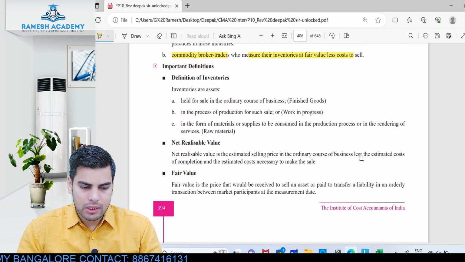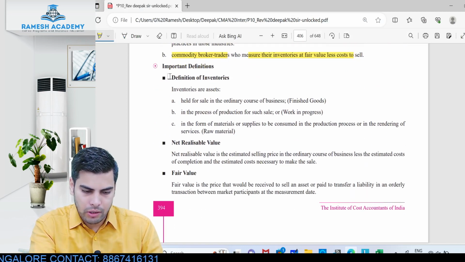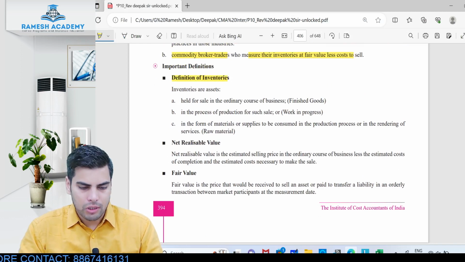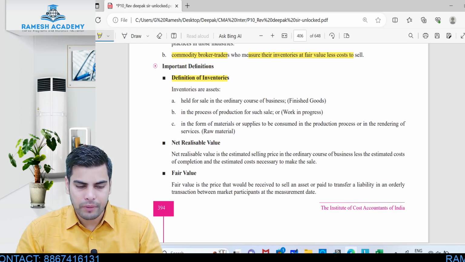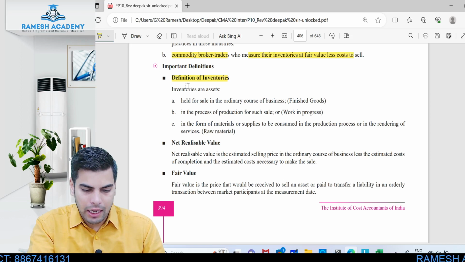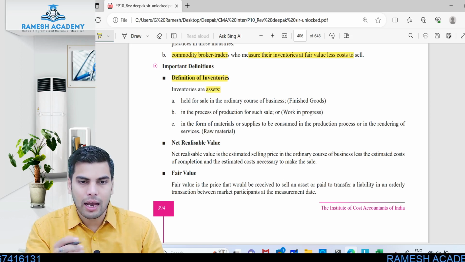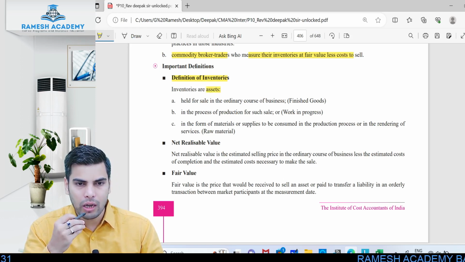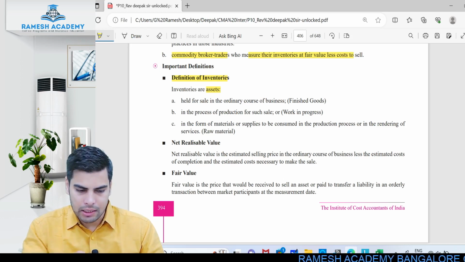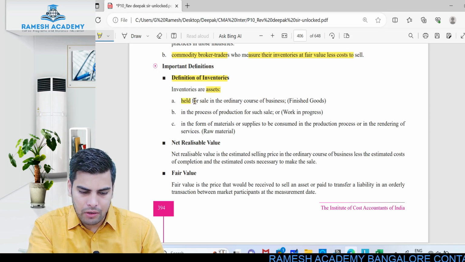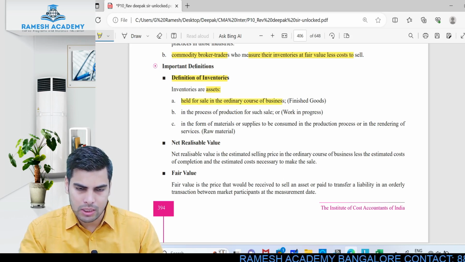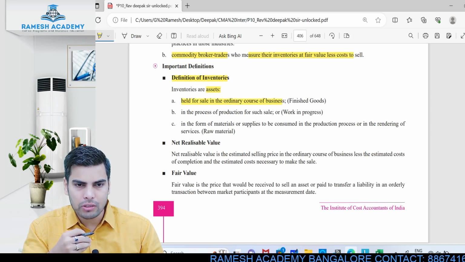Look at this. They have given you important definitions, so let's learn about these definitions. First, they have defined the meaning of the term inventory. What are inventories? Inventories are assets. The unsold goods, whatever is left in our warehouse, we own it, right? So that becomes our asset. Inventories are assets which are held for sale in the ordinary course of business. So why are we holding this particular stock? What is our objective?